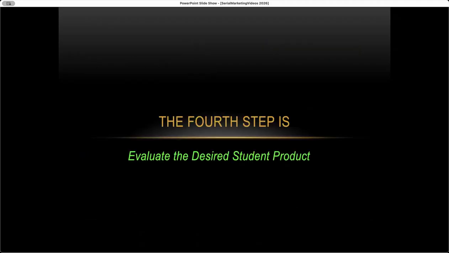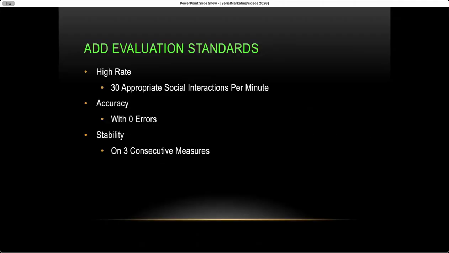The fourth step is evaluate the desired student product. To do that, we add evaluation standards. In this case, a high rate of 30 appropriate social interactions per minute, high rate of appropriate social interactions, accuracy, 0 errors, and stability on 3 consecutive measures.